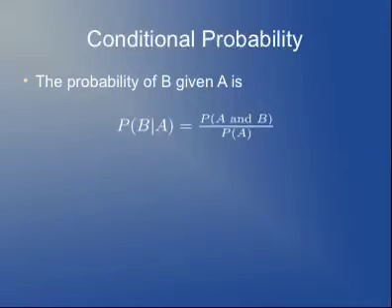And as it turns out, the probability of B given A is equal to the probability of A and B over the probability of A. I could explain the whole intuition behind that, but it's probably more complicated than we need for the sake of this course. For the purpose of this class, if you just remember the formula, you're fine.